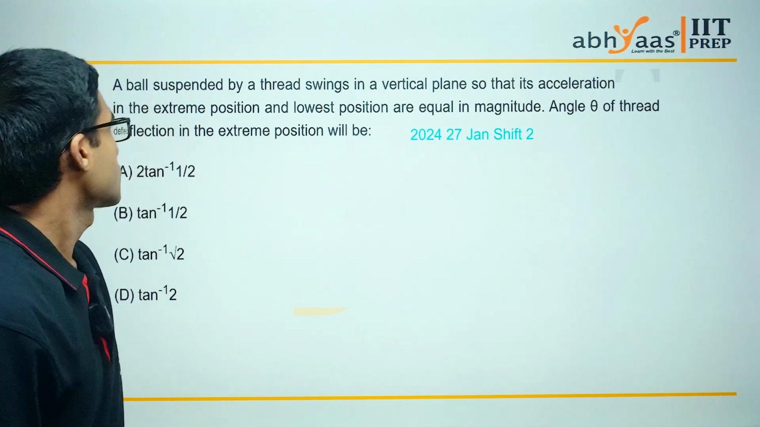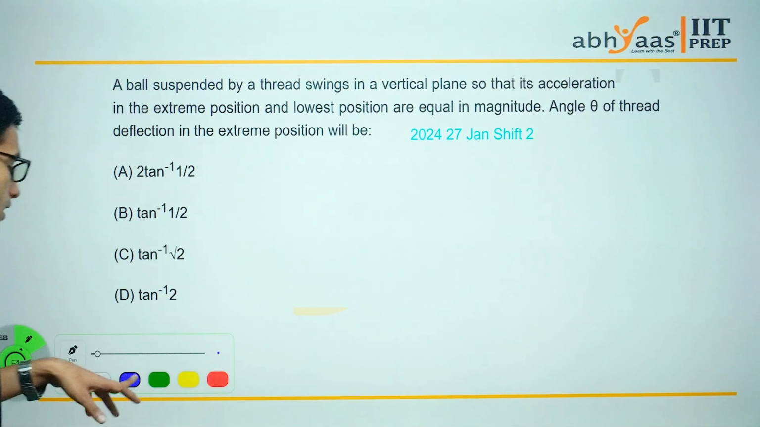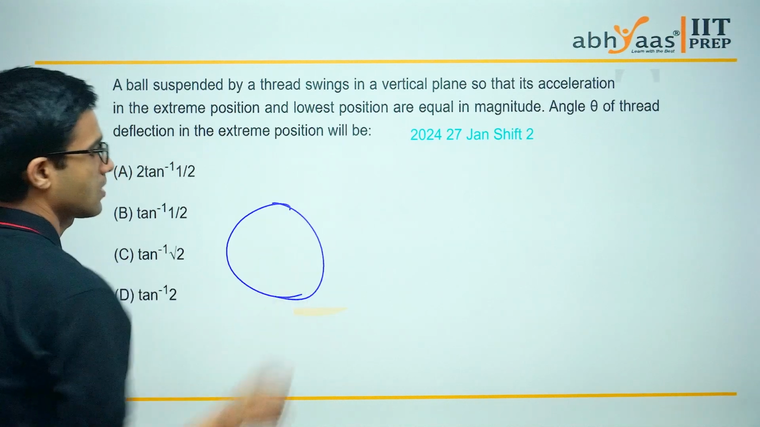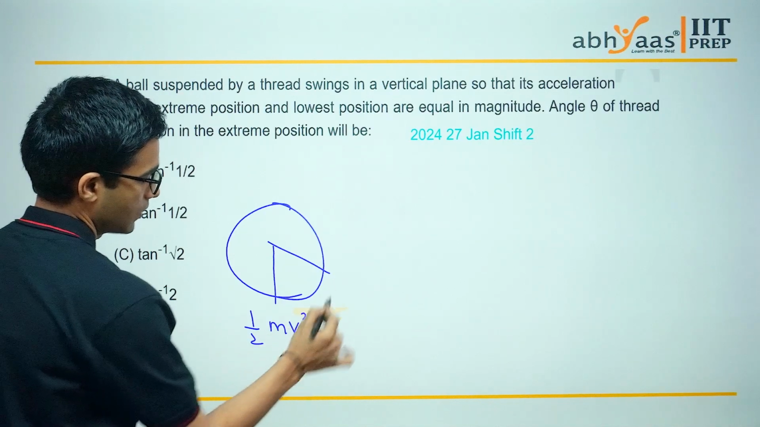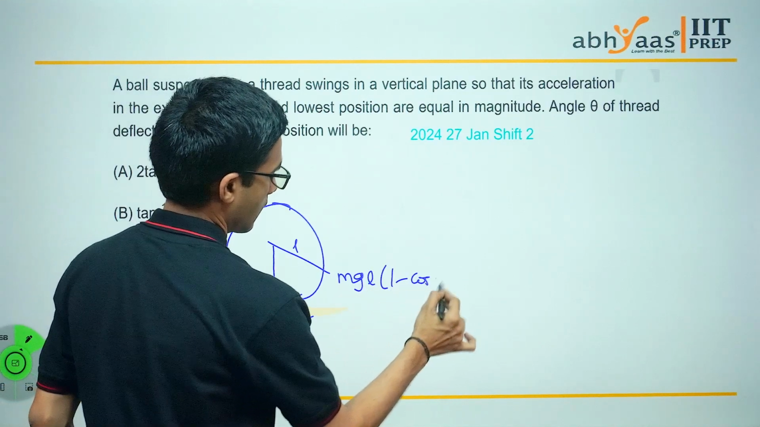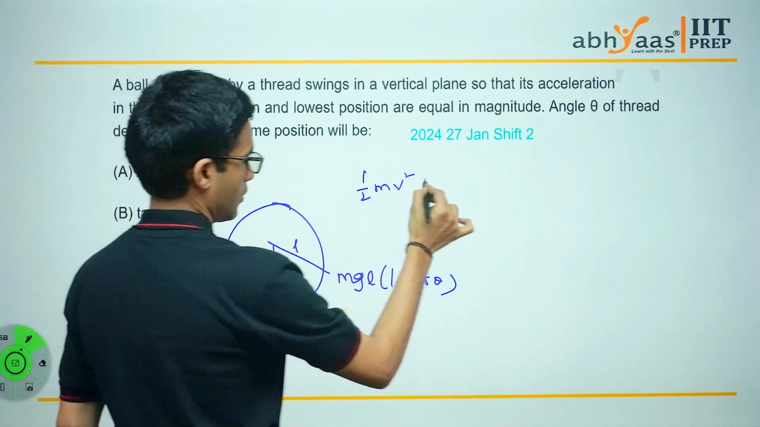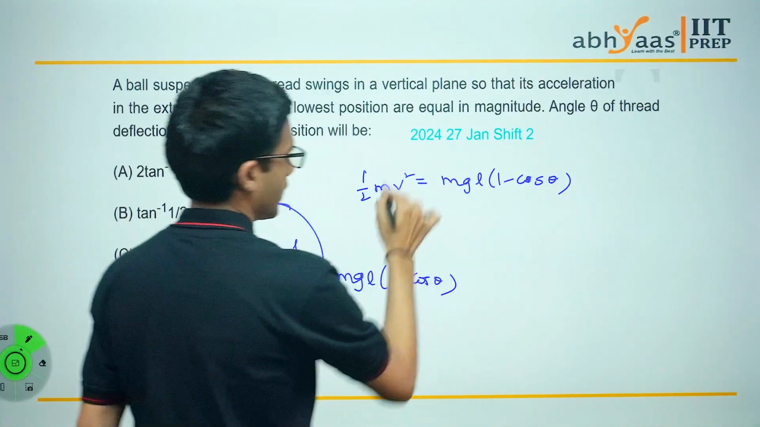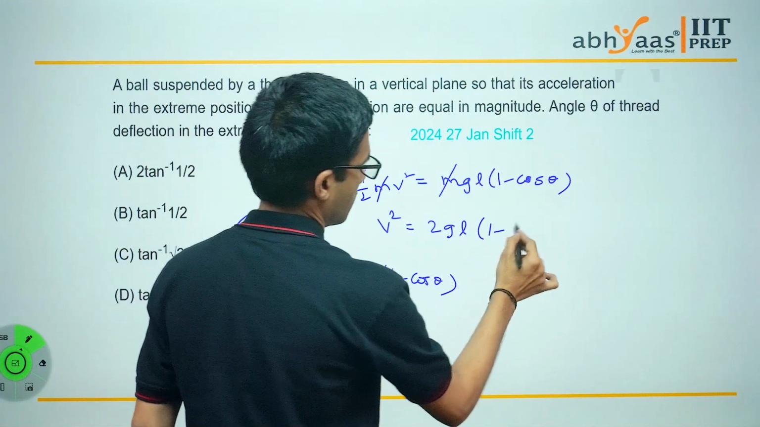In the next question, a ball is suspended by a thread in a vertical plane such that the velocity at the extreme and lowest position are equal. So you know that at the lowest position, the energy you have is half mv square. At the highest position, if the length of the thread is l, it is mgl into 1 minus cos theta. If both are equal, then half mv square is equal to mgl into 1 minus cos theta. m gets cancelled. So v square is equal to 2gl into 1 minus cos theta.